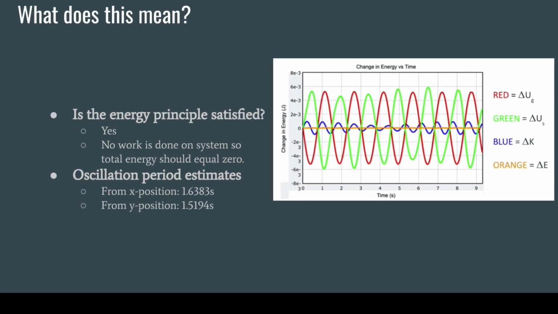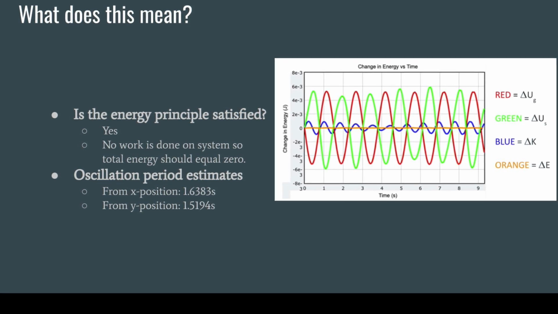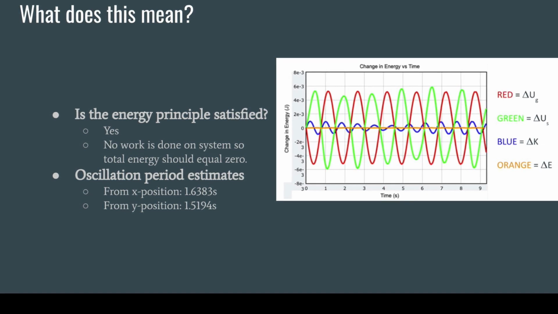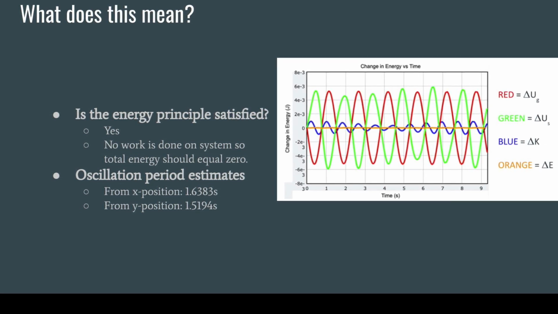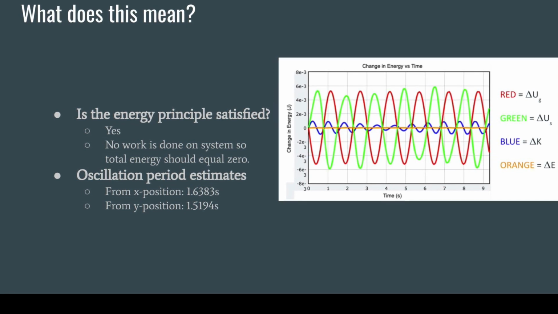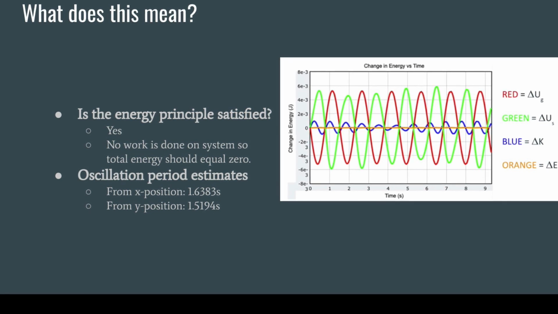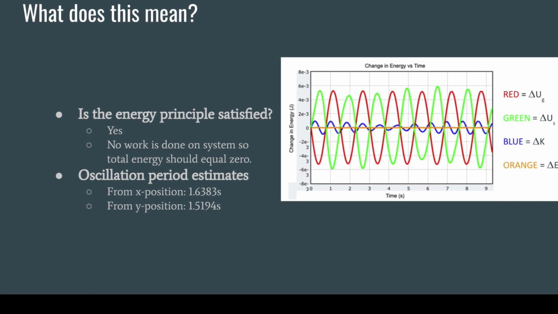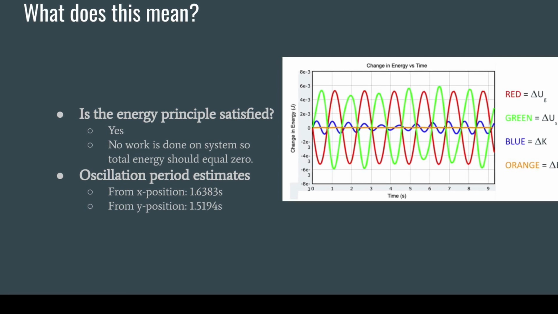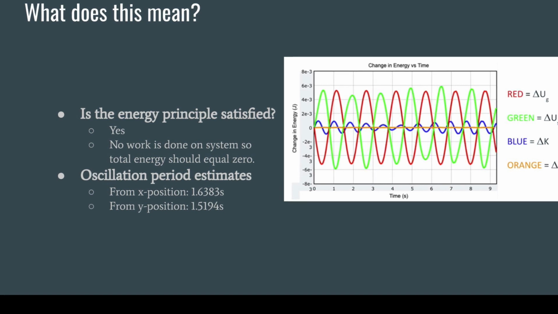What does this mean? Is the energy principle satisfied? Yes, it is. No work was done on the system, so the total energy should have been 0, and then we saw in our total energy graph that it did end up being 0. This is because the gravitational potential energy and the spring potential energy counteract each other. And because of what I was saying beforehand on the last slide about updating the periods based on the x and y position, I found the x position period to be 1.6383 seconds and the y position to be 1.5149 seconds.